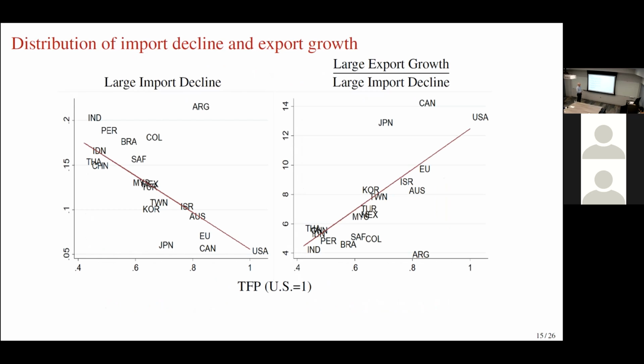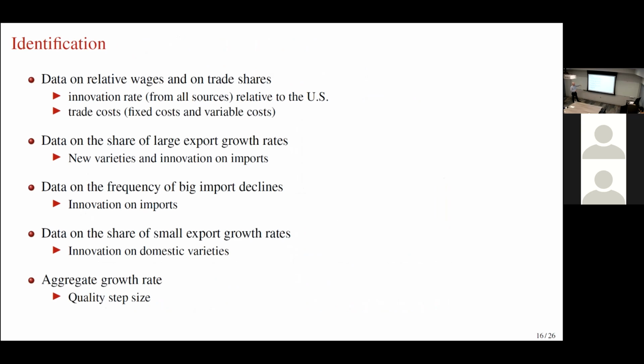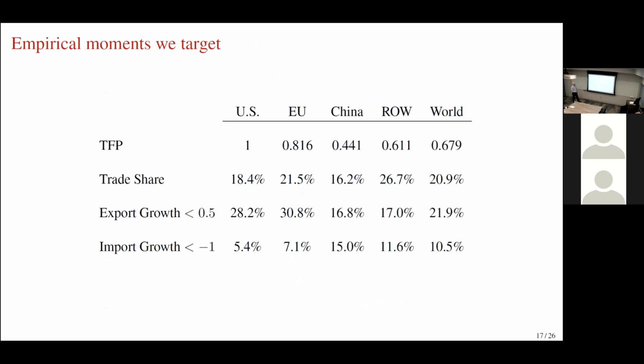Okay, so I've kind of talked through this already. There are some more details, but that's basically the intuition. You might say, where does the aggregate step size come from? We're going to use the aggregate growth rate to pin that down. Here it's put into 5 categories just to make it more manageable. This is why I said trade shares are roughly 20%. And then the US is an outlier in the sense of not having a lot of import shrinking pattern compared to other countries.